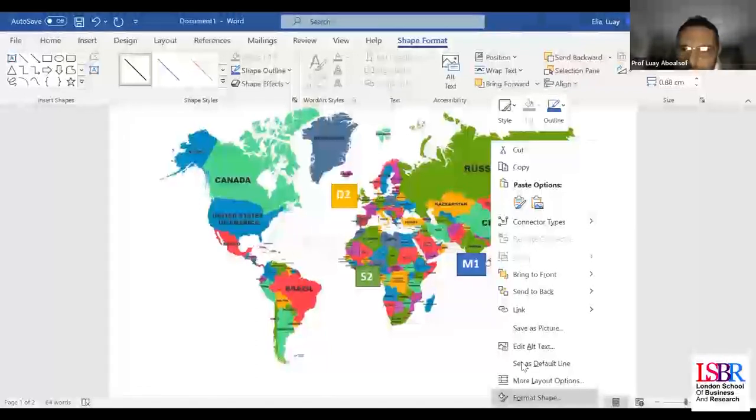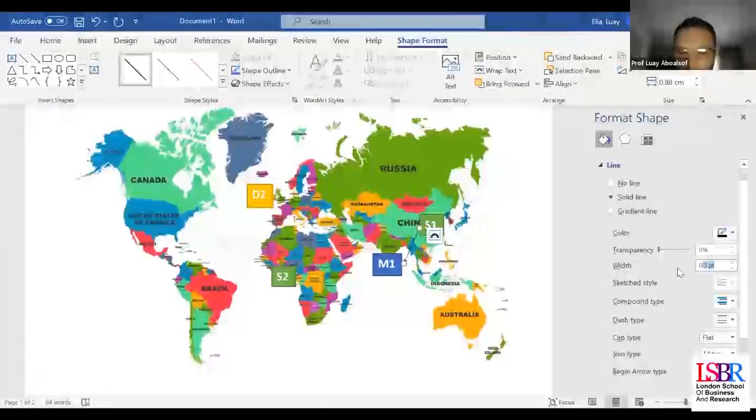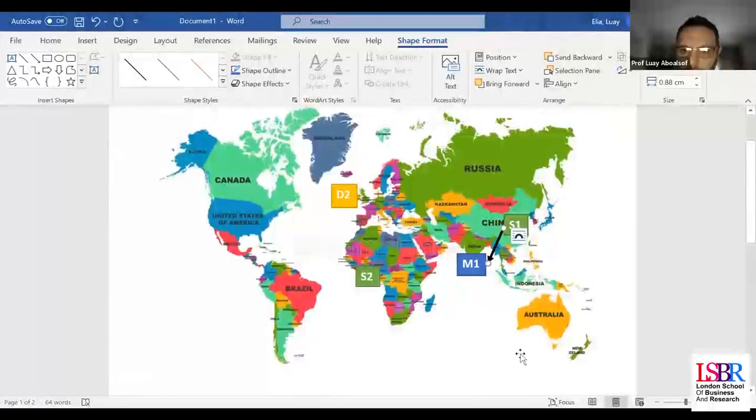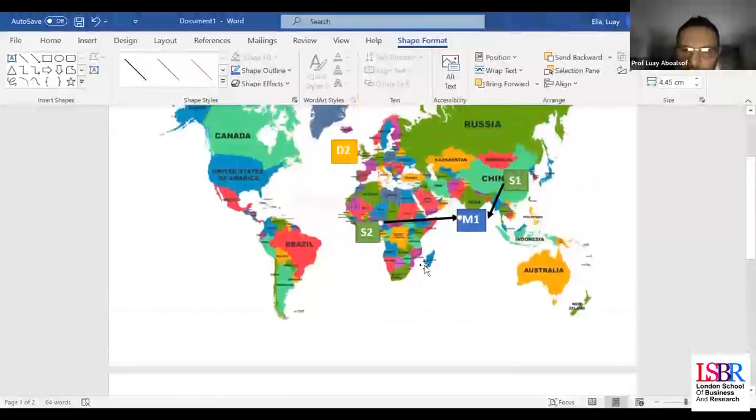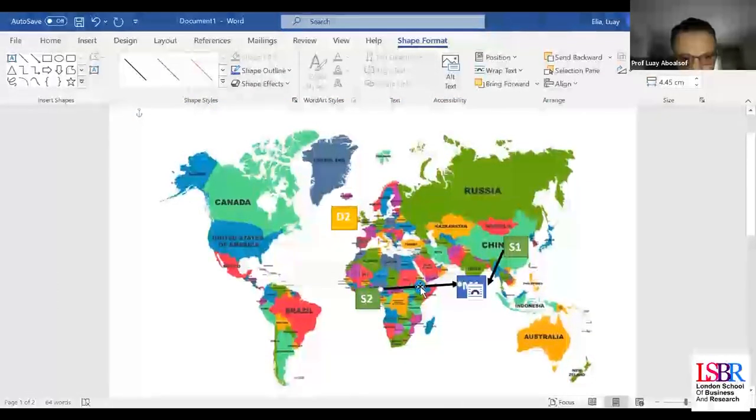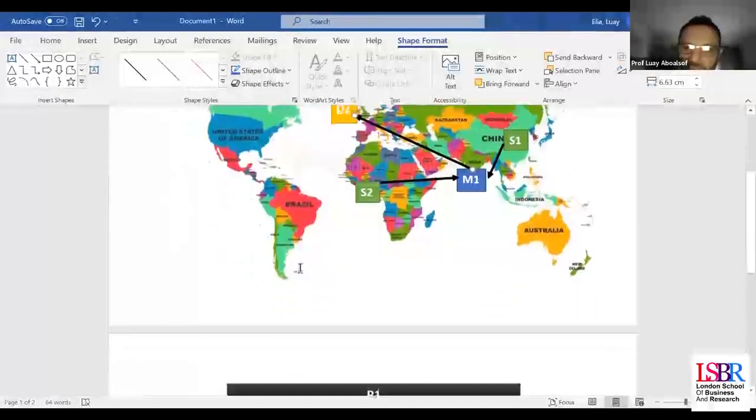This is a lot. Okay. So this is the first one. Second one, it was S2 to M1 as well. Yes. And then from M1 to D2. Now this is showing you really one SCOR. Let's do another SCOR and then we start to discuss.